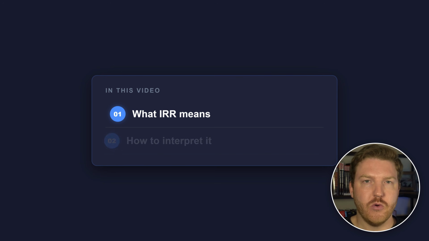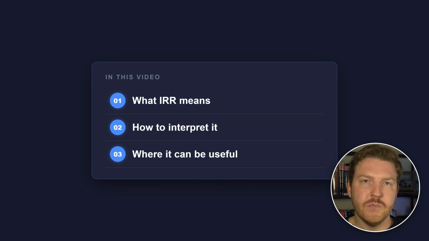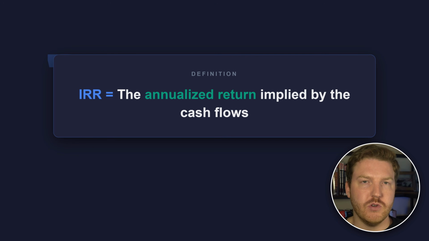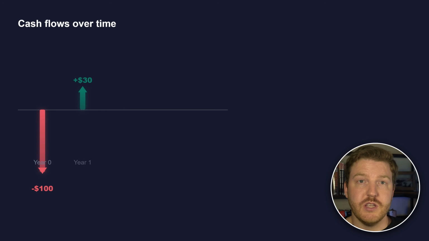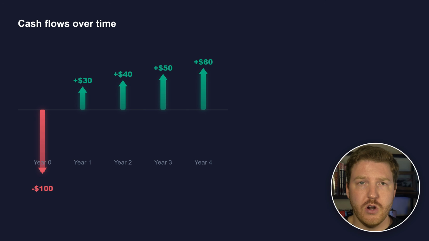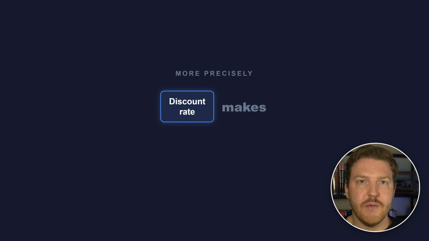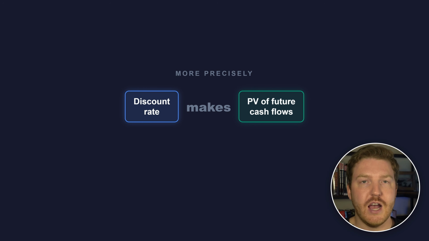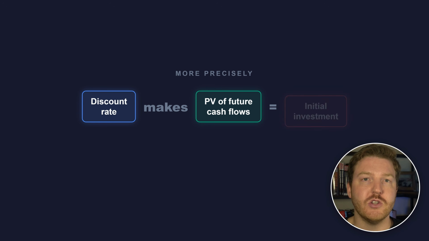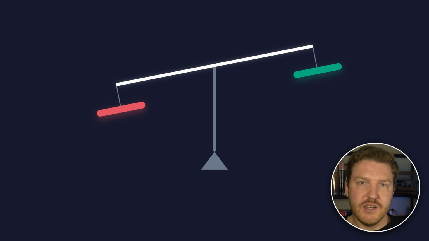In the next few minutes, I'll show you what IRR means, how to interpret it, and where it can be useful. At a high level, internal rate of return, or IRR, tells you the annualized rate of return implied by an investment's cash flow. In other words, you invest money today, you receive cash flows in the future, and IRR tells you the rate of return that links these cash flows together. More precisely, IRR is the discount rate that makes the present value of the future cash flows exactly equal to the initial investment. That is the key idea.